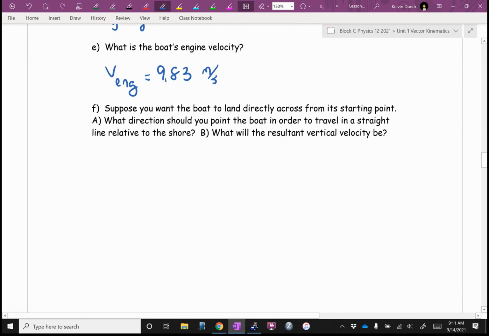Suppose I want the boat to land directly across from its starting point. What direction should I point? Which way is the river pushing me? So I think I'm going to have to point the boat northwards somewhat. I think it's going to look something like that. Maybe steeper, maybe shallower, I don't know, but something like that. And I can tell you how fast that is. Assuming I'm going to keep that boat speed the same, that's going to be 9.83.